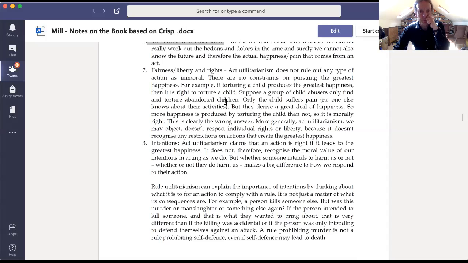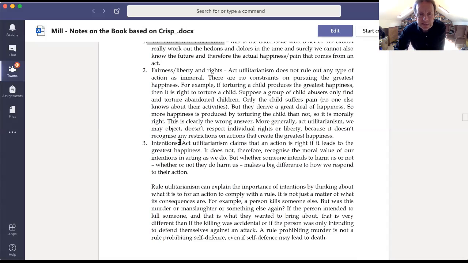Suppose a group of child abusers only find and torture abandoned children. Only the child suffers pain. No one else knows about their activities, but they derive a great deal of happiness. So more happiness is produced by torturing the child. That just seems abhorrent again. And the concern is that if it's just about quantity of pleasure, then a minority could have their interests and their freedoms and rights overridden by the majority. It's the same kind of problem.